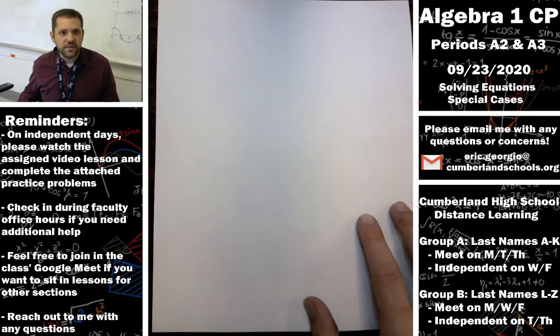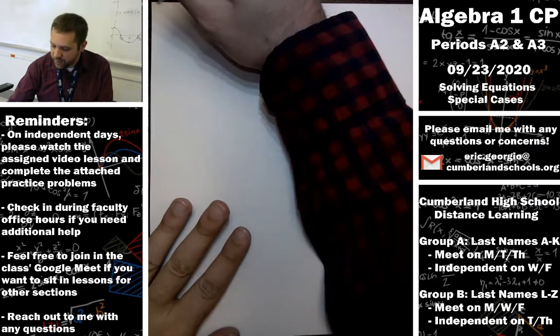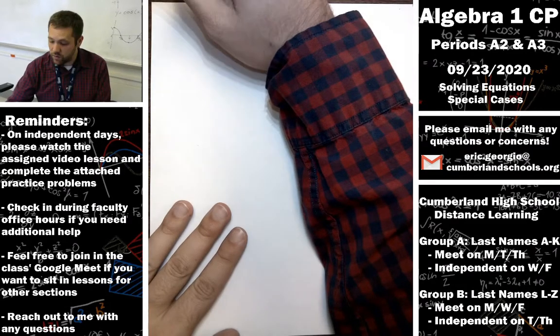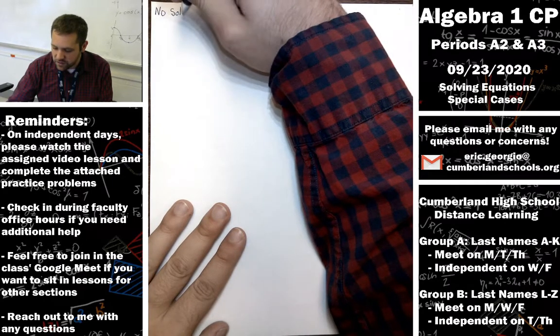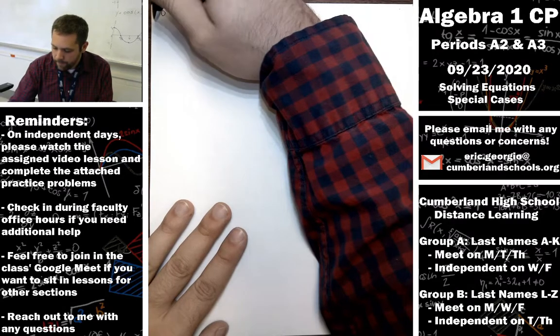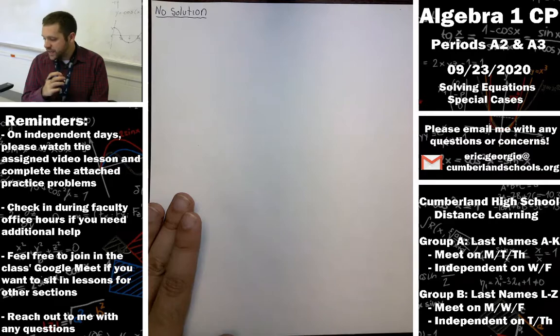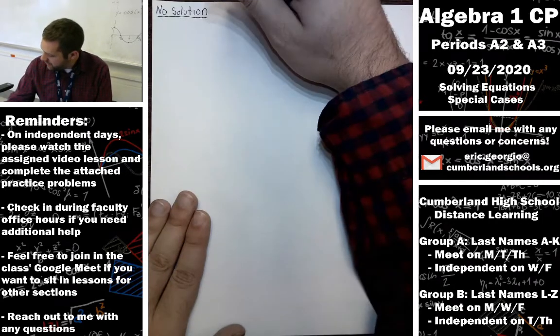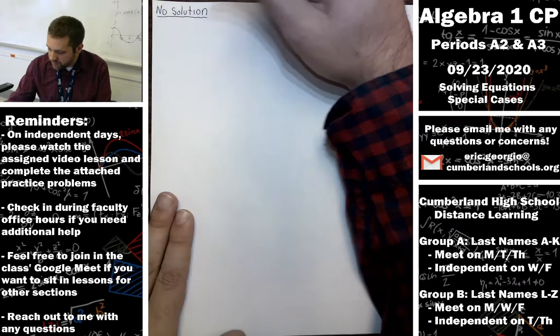Now, let's move on to the second type here of weird thing that can happen. And the second weird thing that can happen is, instead of a solution of all real numbers, it's quite literally the polar opposite, and it's no solution. Okay? No solution. All right? Take a look at a problem like this. Ready? A good example of something with no solution would be this.